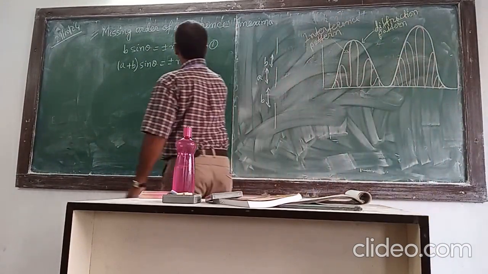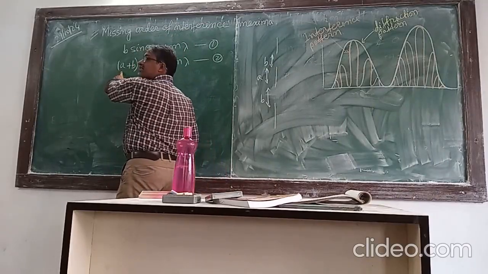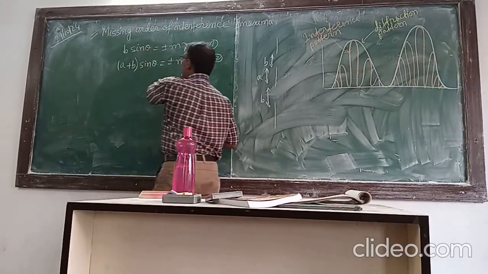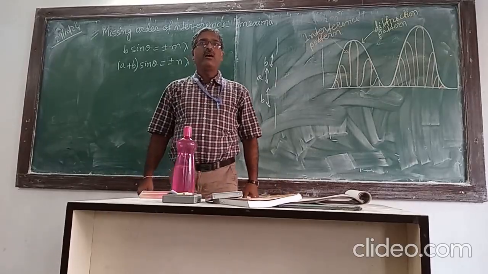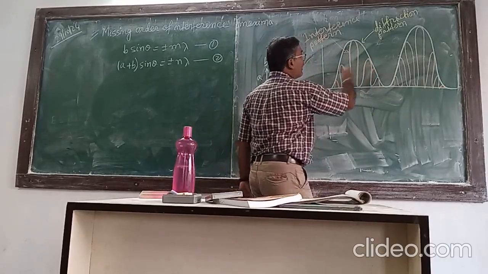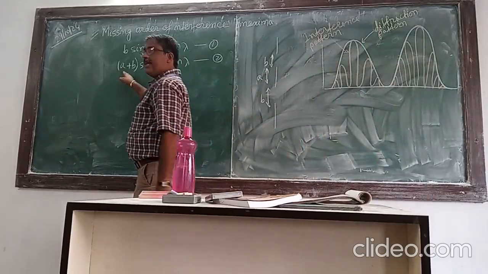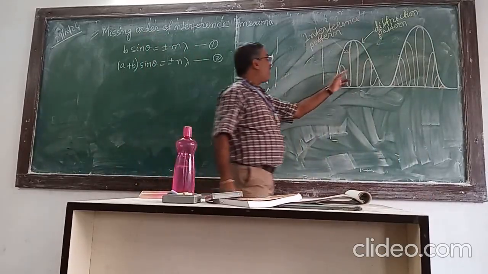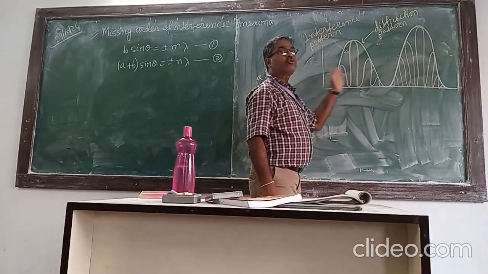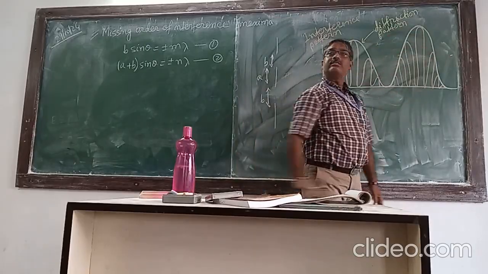Equation 2. So here you can see that B is constant but A is changing. So what happens? This condition also changes. That means the position of the bright and dark fringes will change. If we change the value of A, then the position of the interference bright and dark fringes will change, but the diffraction pattern remains the same.